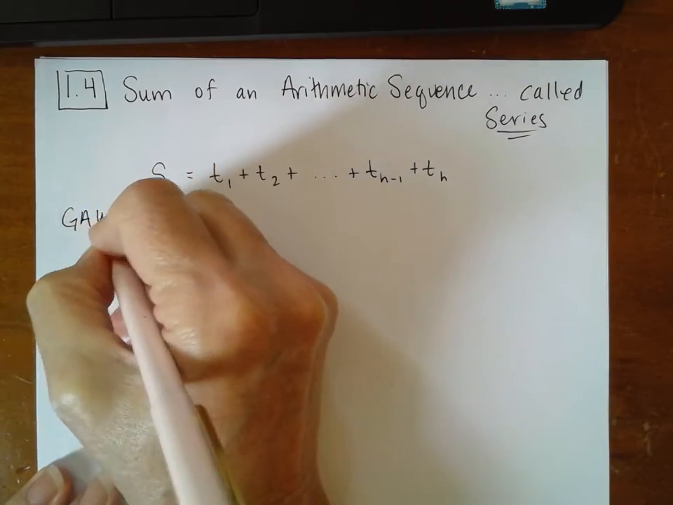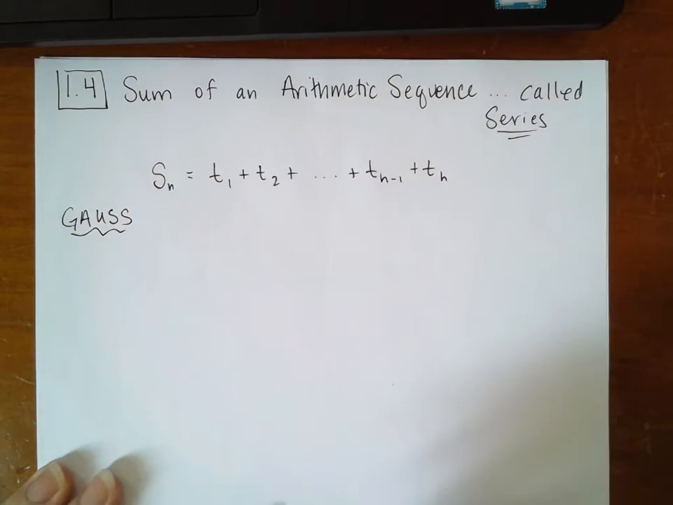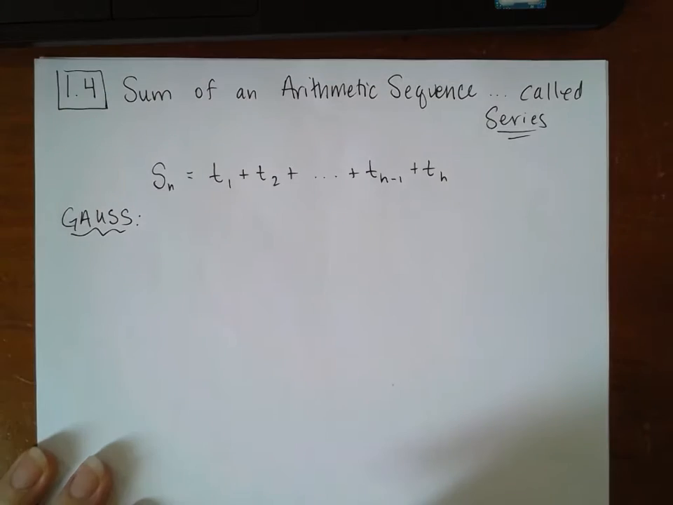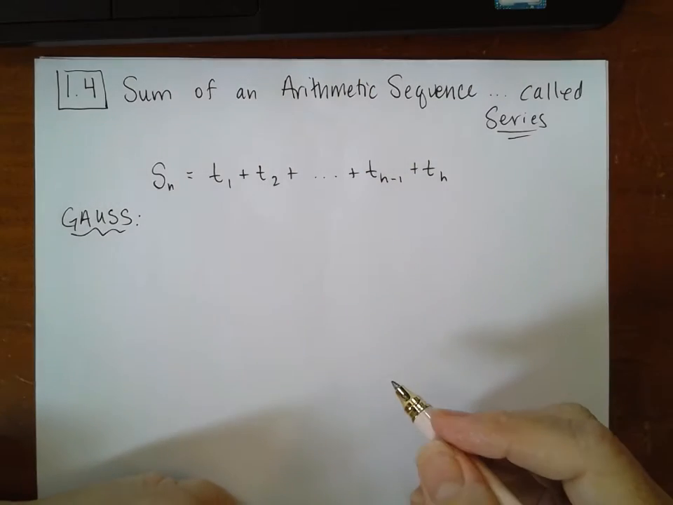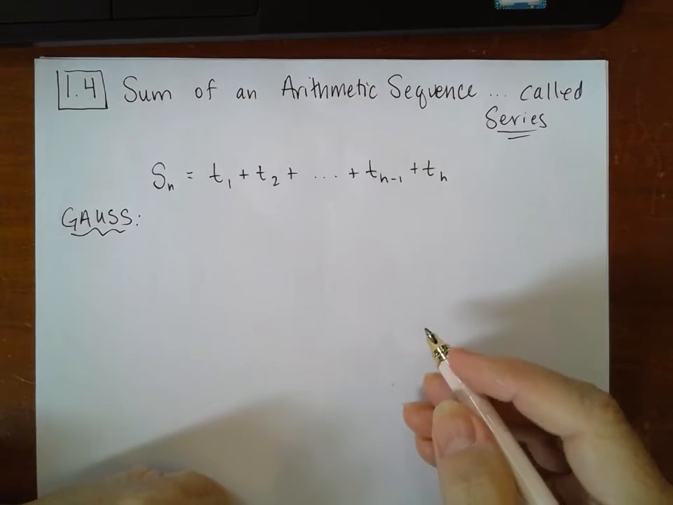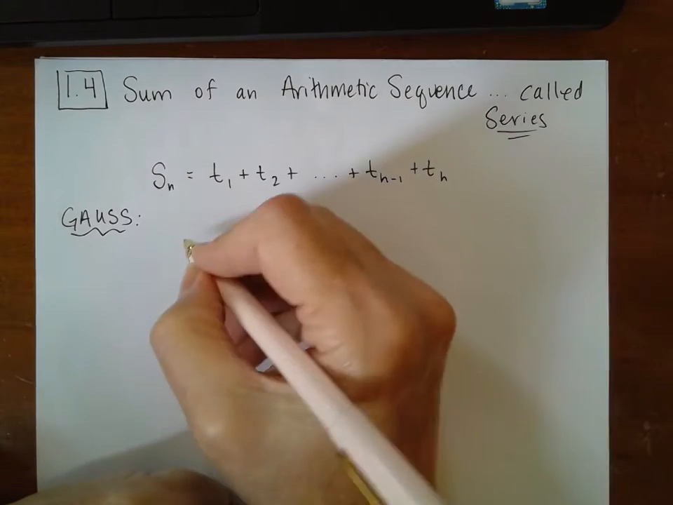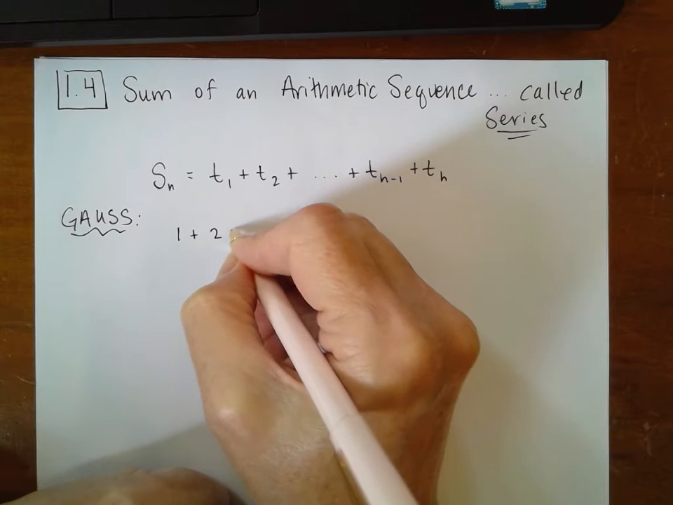So let's just do this quick thing. There was this guy, Gauss. He was a famous mathematician, Friedrich Gauss. I think he was German. When he was a little kid, the story goes that his teacher was mad at him because he was kind of a smart aleck, and his teacher said, go sit in the corner and add up the numbers from 1 to 100. And so Gauss thought like this.